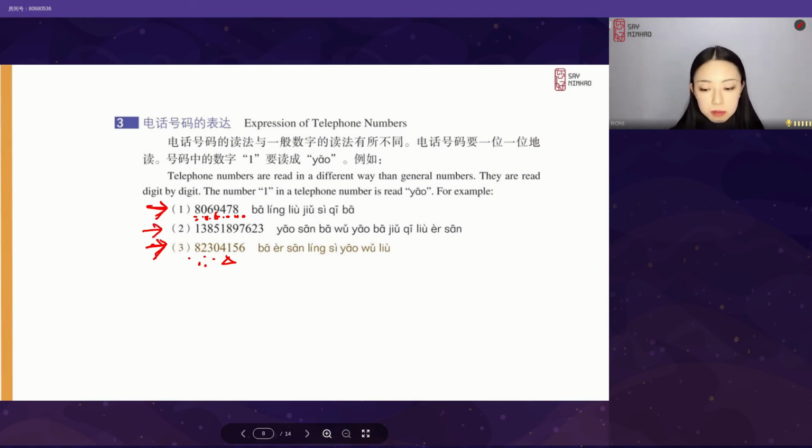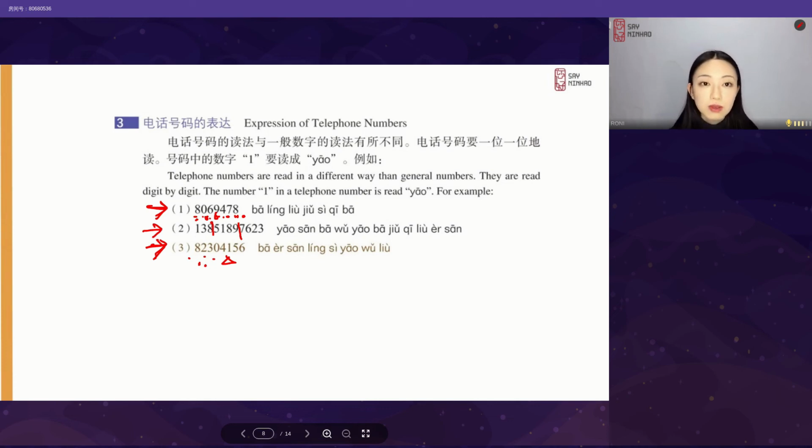Now let's see the longer one. For mobile phone numbers in China, they are mostly 11 digits. So we will separate them into 3, 4, 4. Listen to me. 138, 5189, 7623. Okay, 138 5189 7623. This is the way we read Chinese telephone numbers.